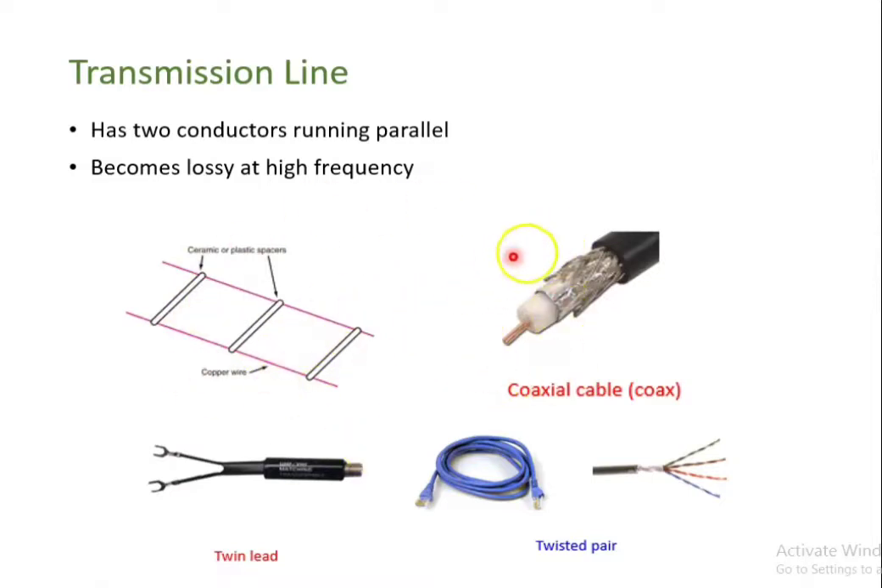Followed by, we have a coaxial cable. We have a center conductor followed by an outer conductor. So both the conductors are insulated in between. So this is a coaxial cable.